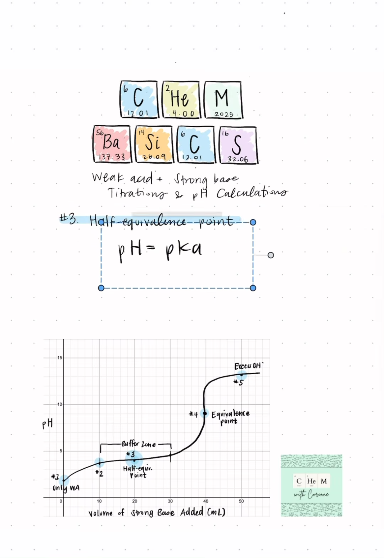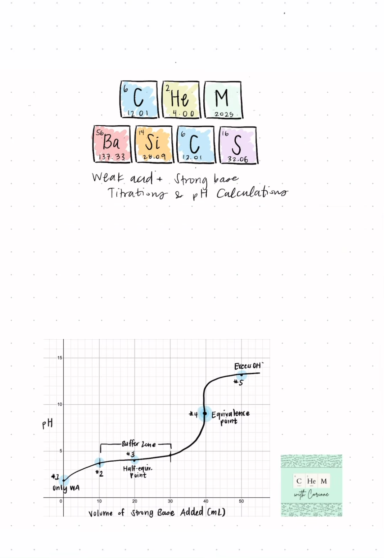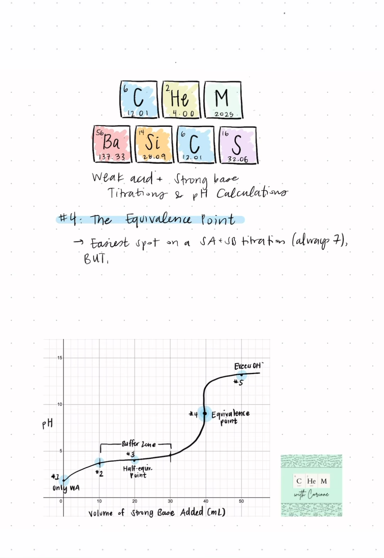Which moves us into the most tricky calculation, the equivalence point. When you're doing a strong acid, strong base titration, this is the easiest point because it's always equal to 7. However, with a weak acid or a weak base, it is so much harder, but you can figure it out.